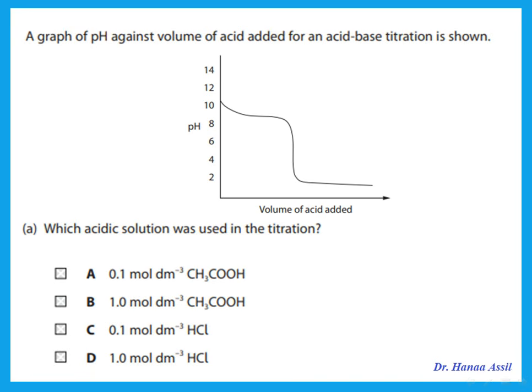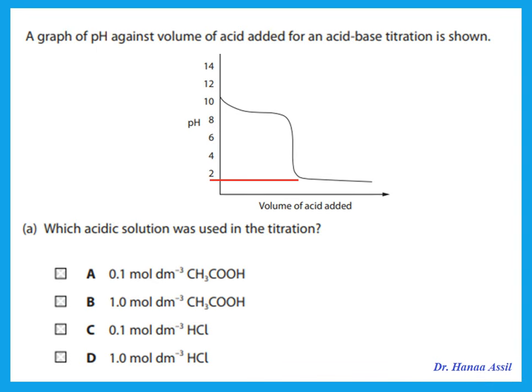This question says a graph of pH against volume of acid added for an acid-base titration is shown. Which acidic solution was used in this titration? Again, I look at the final pH. The final pH is about 1, so it has to be a concentrated acid. So A and B are wrong because they are talking about ethanoic. Ethanoic would never go down to about 1.